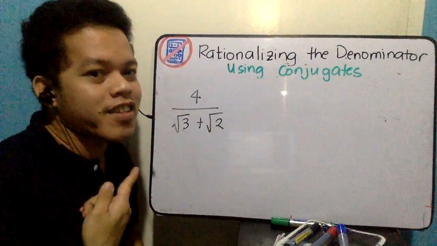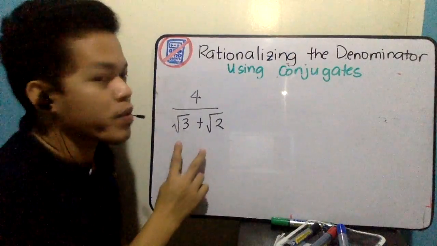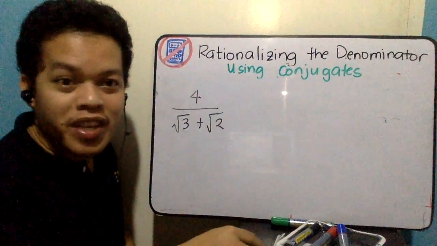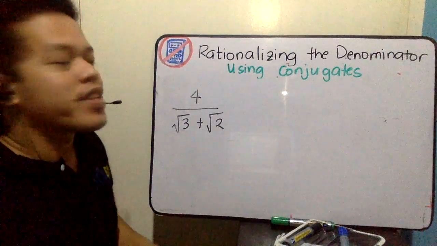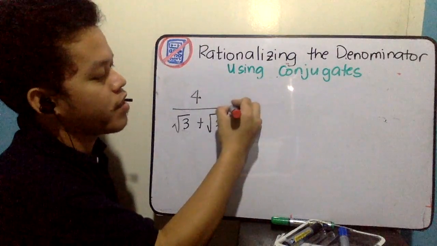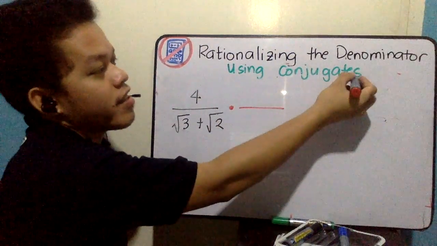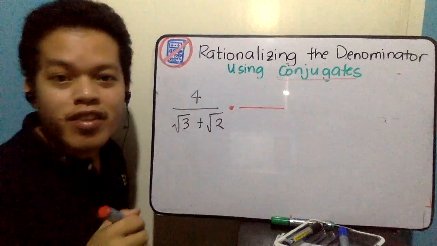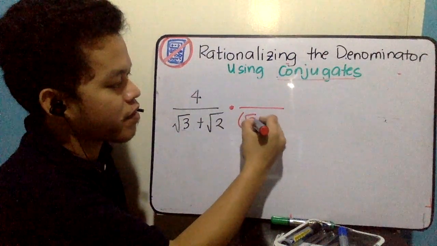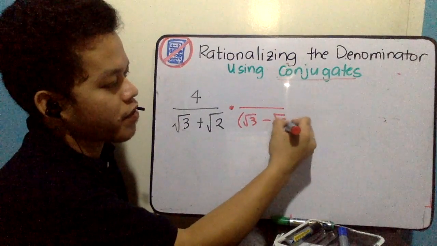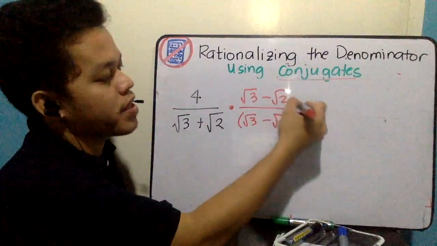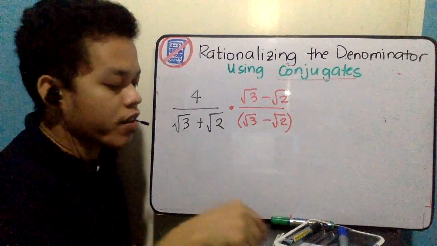Okay, let's try this example. In this case, we're dealing with 2 terms in the denominator. But don't worry, we already know what to do. When you're dealing with 2 addends in the denominator, you just have to multiply the denominator by its conjugate. So remember how to make a conjugate. In this case, we have square root of 3 minus square root of 2. You also have to do the same thing in the numerator to maintain the value of the given expression.